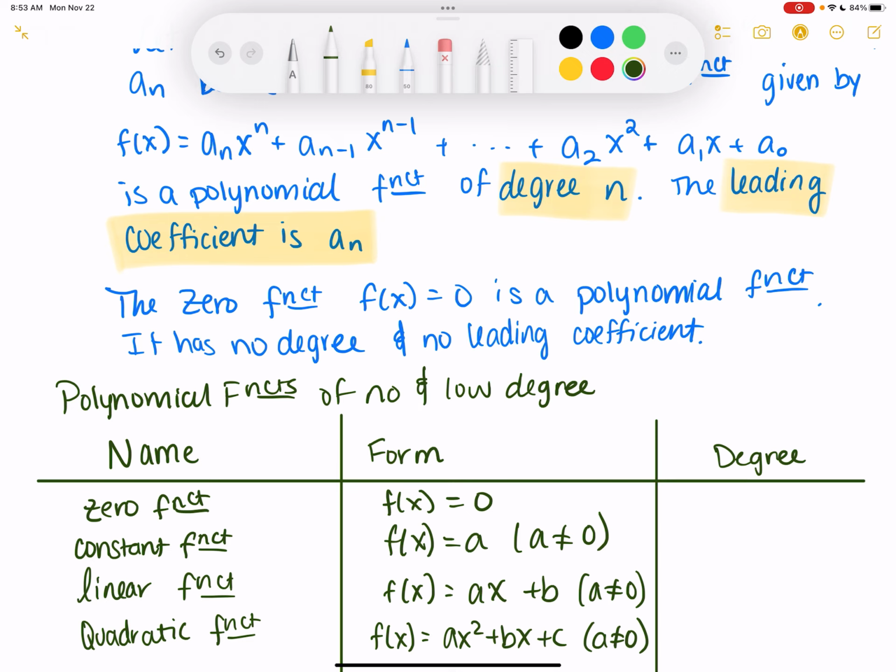So the zero function has a degree that is undefined. Constant function has a degree of 0. Linear function has a degree of 1. And a quadratic function has a degree of 2. That's coming from whatever the highest x power is in the function itself.